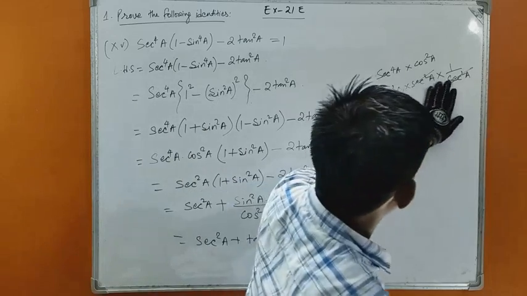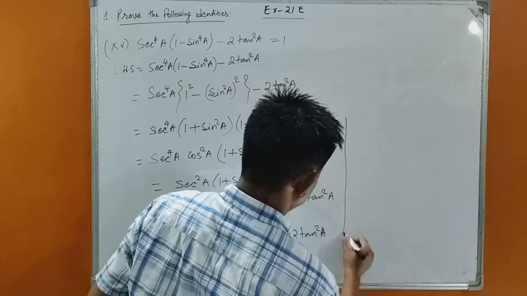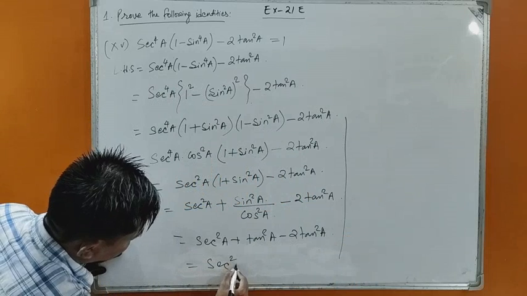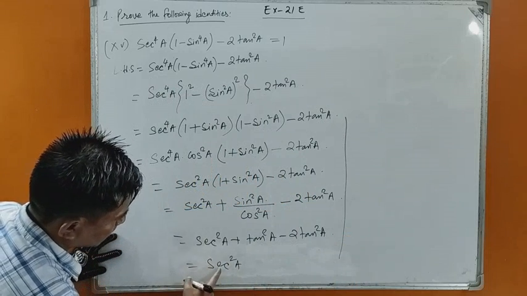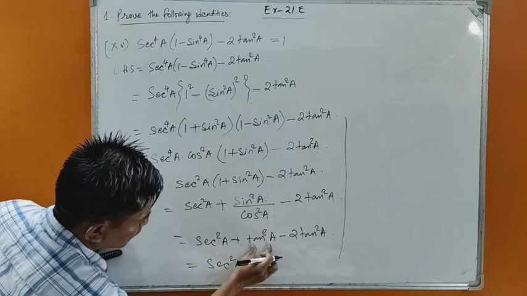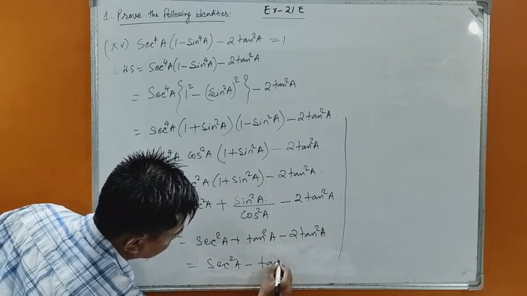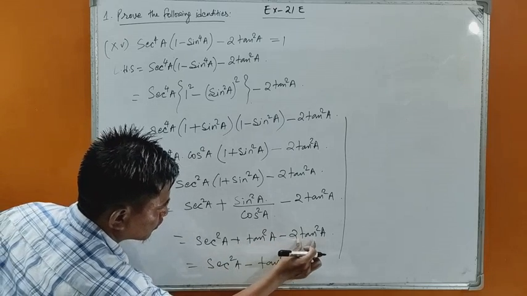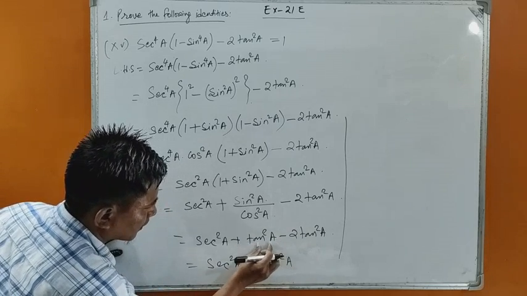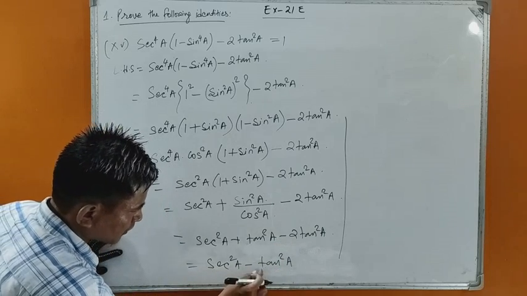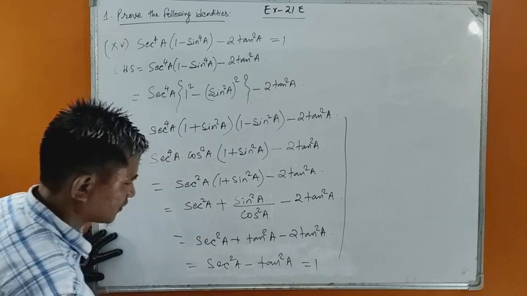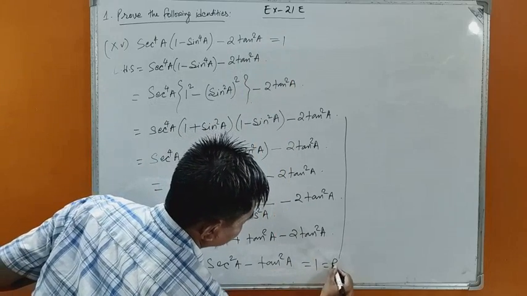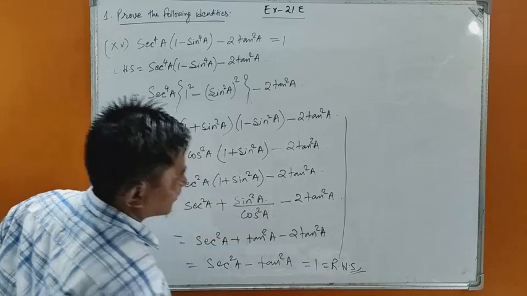Okay, now let me continue here. I can finish this here. Sec square a we copy as it is. Minus 2 tan square a plus tan square a is minus tan square a, isn't it? 2 tan square a is negative, tan square a is positive, so sign of greater number comes here. 2 tan square a minus tan square a is tan square a. Sec square a minus tan square a means 1, isn't it? This is what we have in the right hand side, equals to RHS, hence proved. I hope you got this.